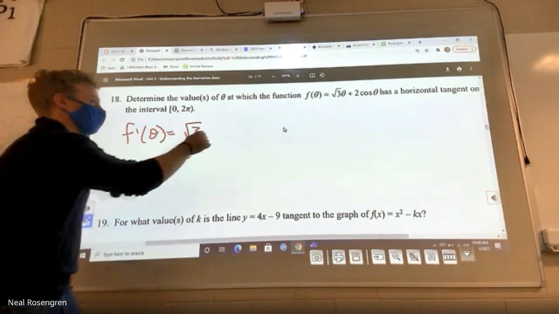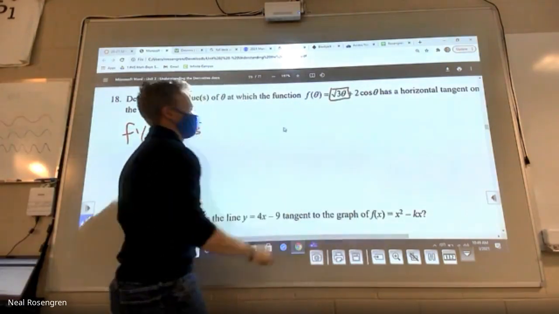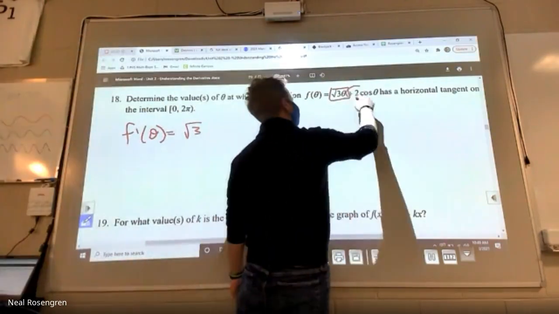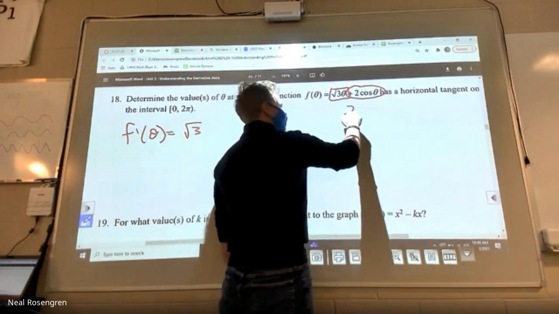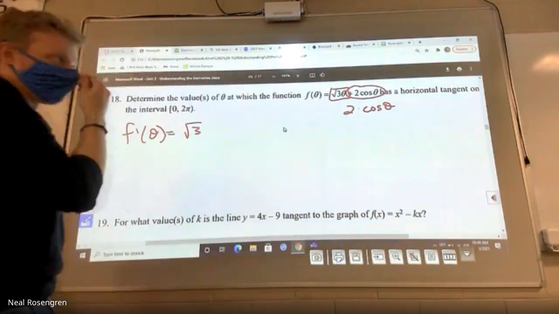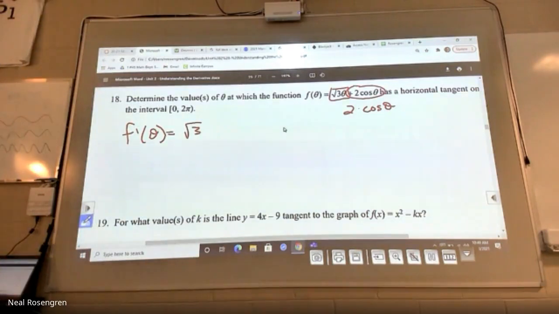Okay. So that takes care of it. Kind of nasty, but it is what it is. All right. What about the plus 2 cosine theta? Well, remember, it's just a constant being multiplied through something that has a variable. So I can deal with the derivative of the cosine part, and I'll just make it 2 times that.